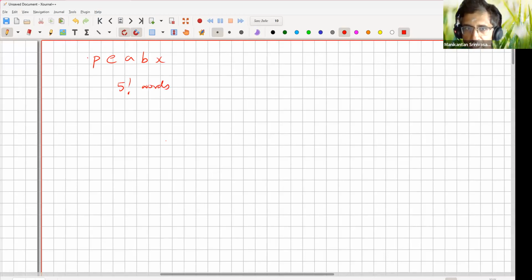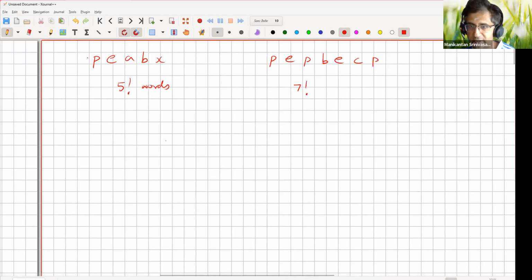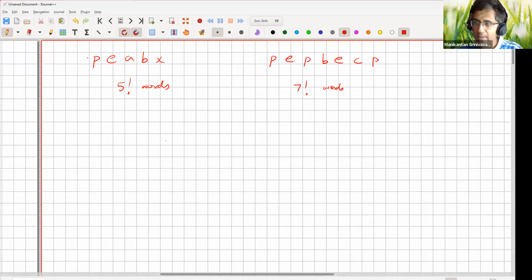But suppose I have a collection of letters like P, E, P, B, E, C, and then I'll add one more P. So 1, 2, 3, 4, 5, 6, 7. But it's wrong to say there are 7 factorial words. Why is it wrong? For example, forget about P, E, P, B, E, C, P. Suppose it is just P, P, P, P, P, P, P. Would it be right to say there are 7 factorial words? No. There's in fact only one word you can make using these 7 P's, namely the one I have written out. So it's wrong to just count the number of letters and say those are the number of words.